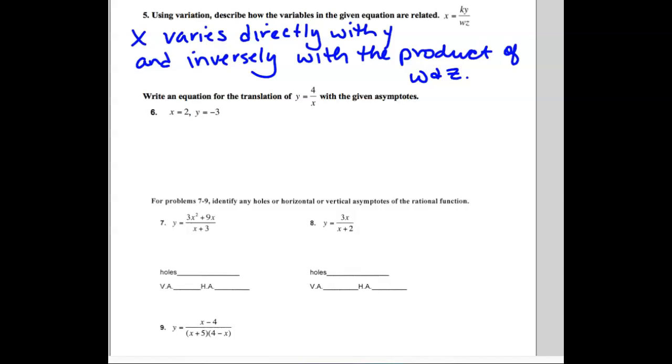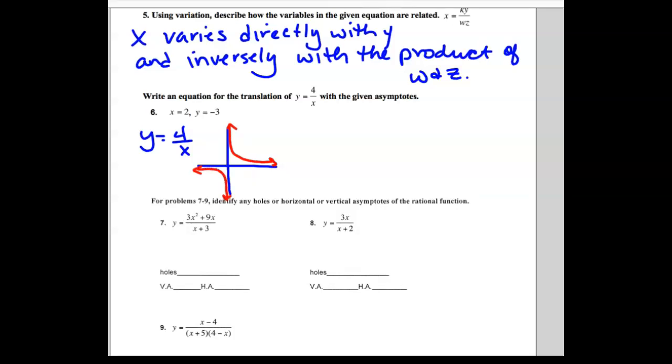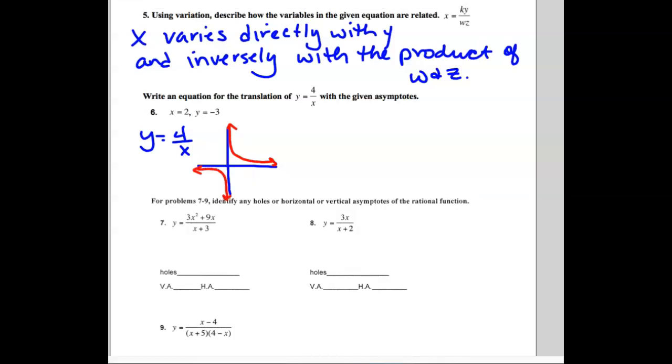All right, shifting now to some of our graphing. It says to write an equation for the translation of y equals 4 divided by x that has the given asymptotes. So remember, if we just look at y equals 4 divided by x, we have a basic picture with branches in the first quadrant and third quadrant, okay? And the asymptotes would be right here on the axes.